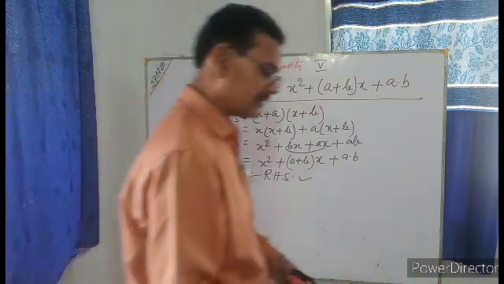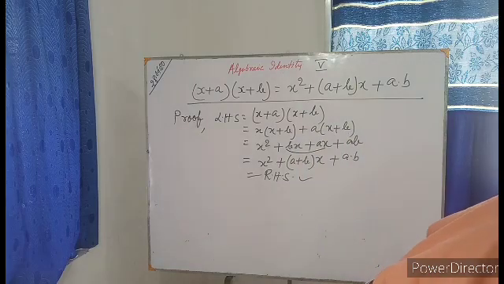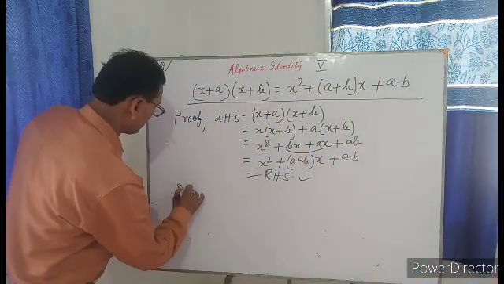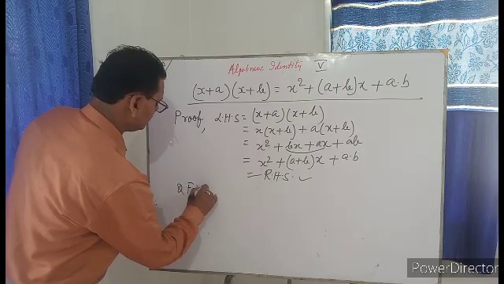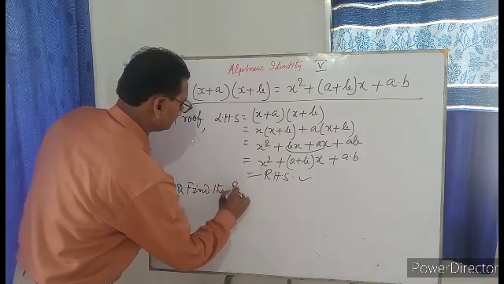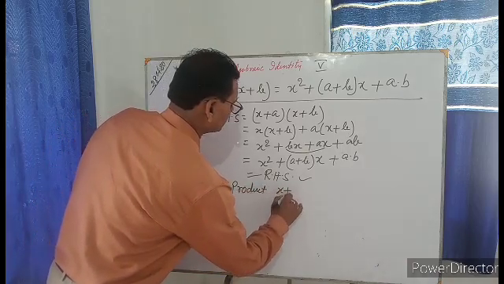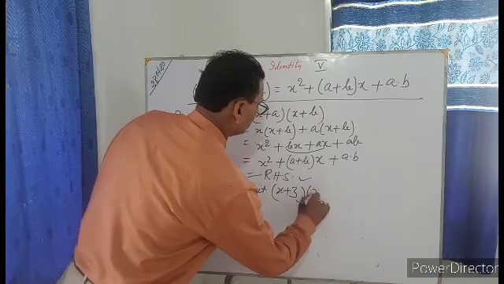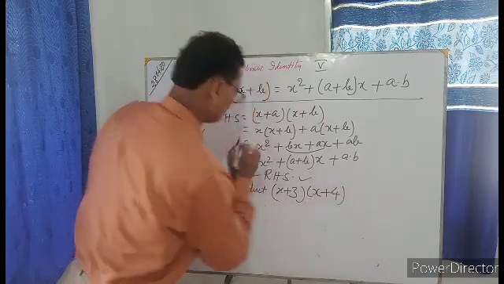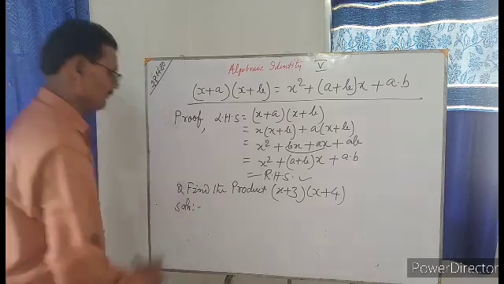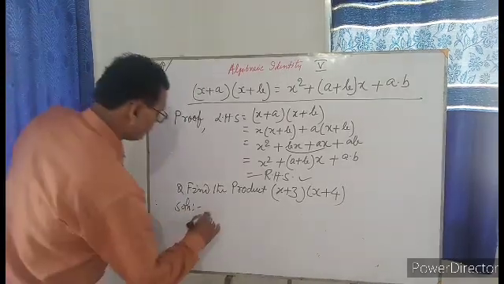Okay, let us have some problems based on this identity. Question is, find the product x plus 3 into x plus 4. Okay, solution we will see. x plus 3 into x plus 4.